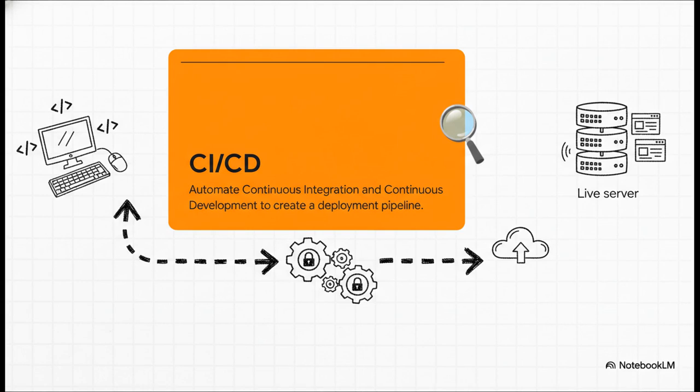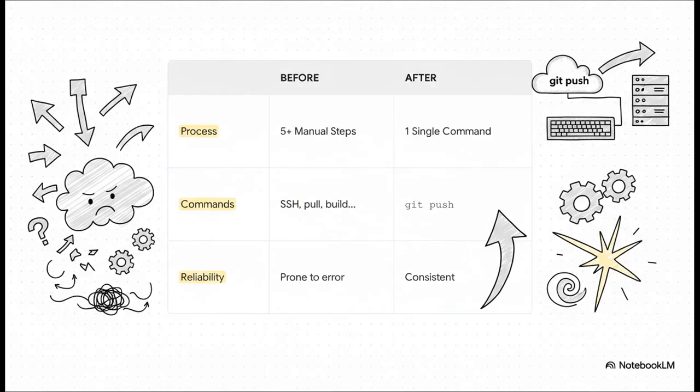The idea behind all this automation has a name: CI/CD. It sounds kind of technical, but the concept is super simple. It just means creating an automated workflow, a pipeline, that takes your code from your laptop all the way to your live server, automatically every time you push a change. No more manual steps. And when you see it side by side, wow. The change is just night and day. We go from that long error-prone checklist to one single command we already use every day: git push. You just push your code, and GitHub Actions handles everything else. It is a total game changer.